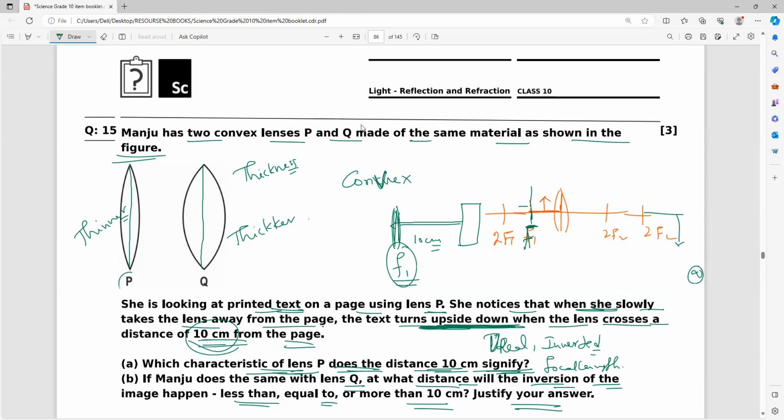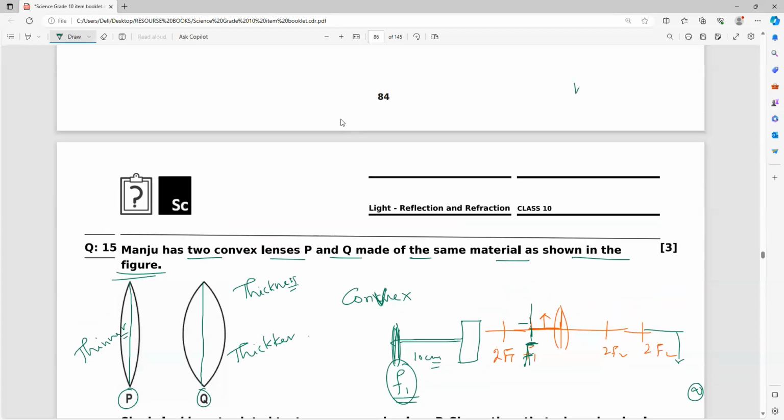So at least you tell me, P and Q, who has the greater power? Q. Human eye, you remember. Near objects: thickness increases, power increases, focal length decreases. Far objects: thickness decreases, focal length increases, power decreases. Do you all remember, everyone?